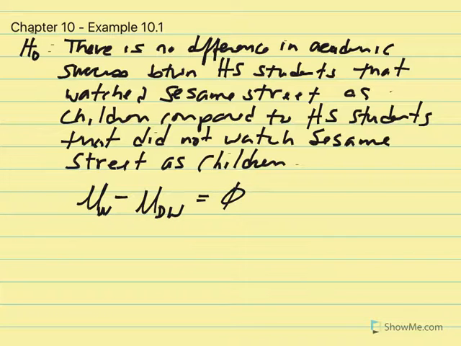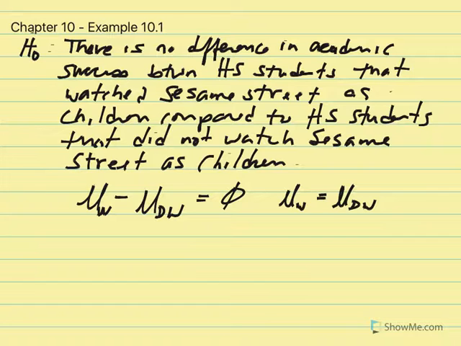Or we could say that the average high school success score for those who watched is equal to the average success score for those who did not watch. So again, the null says no difference. We will not see a difference in the academic success of high school students based on this difference.